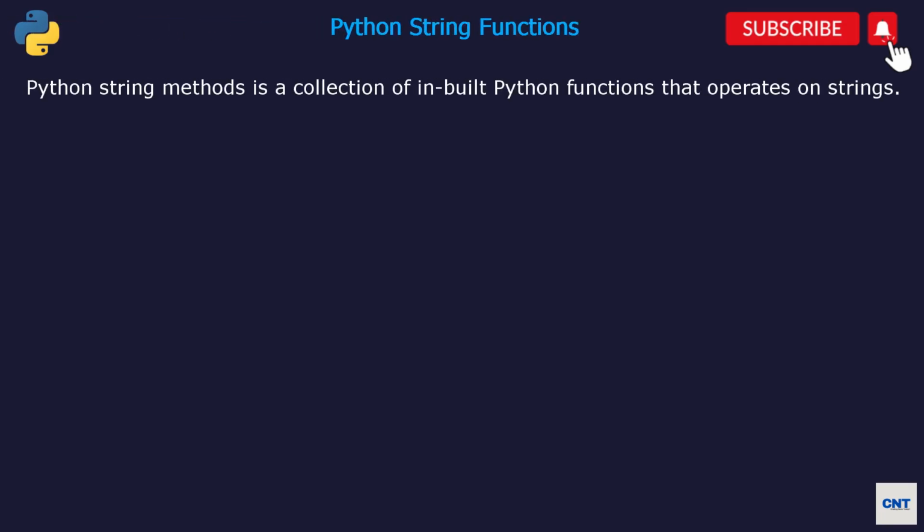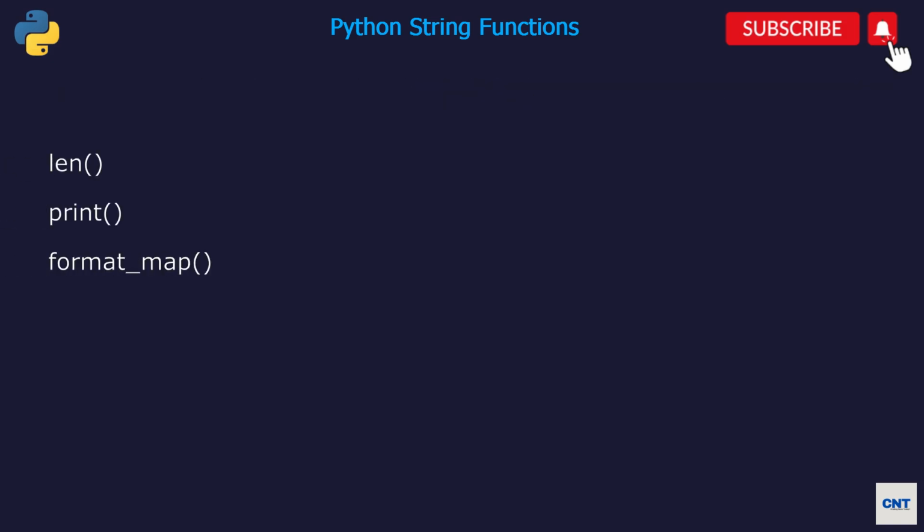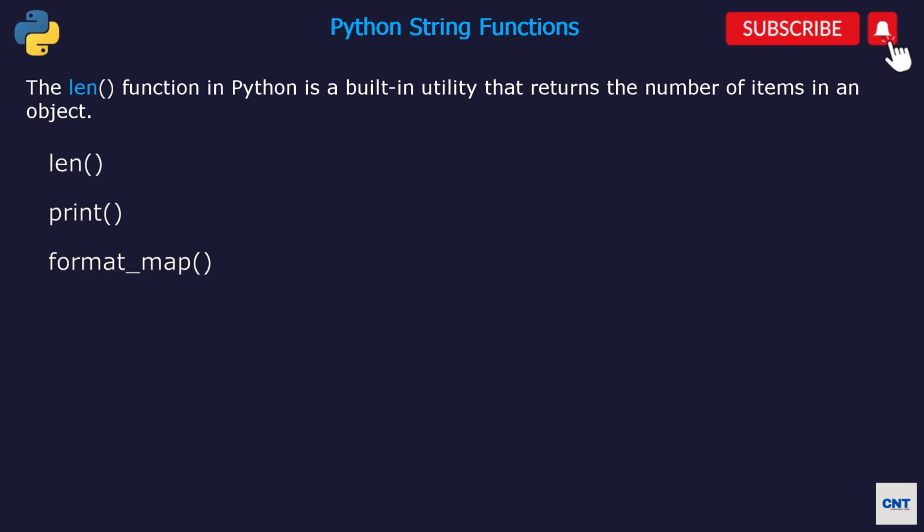Hi everyone. In today's video, we are going to be talking about more string functions in Python. We have three more functions to learn in today's tutorial: len function, print function, and format map function. The len function in Python is a built-in utility that returns the number of items in an object.